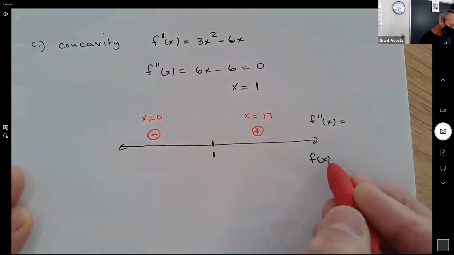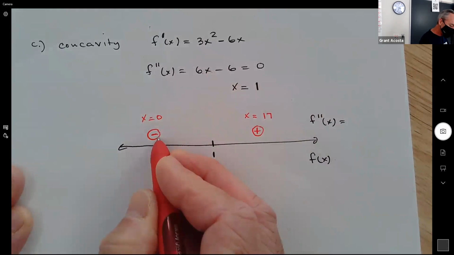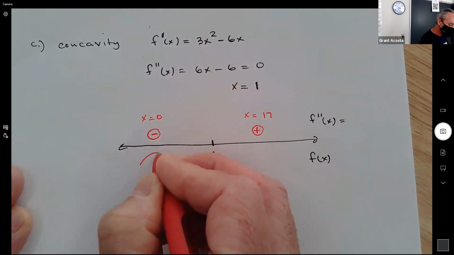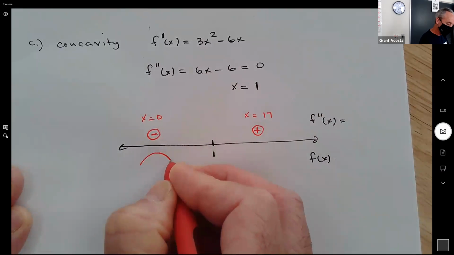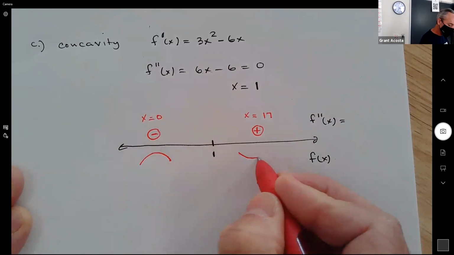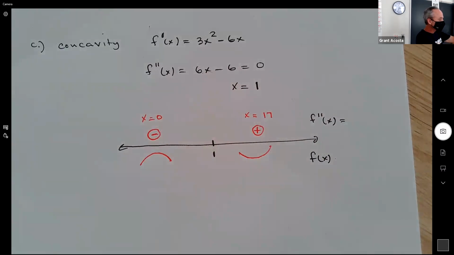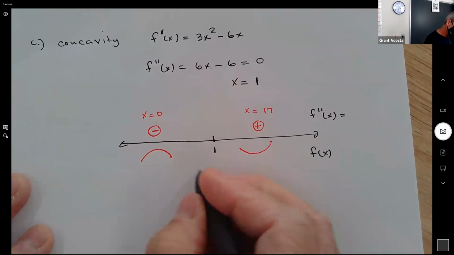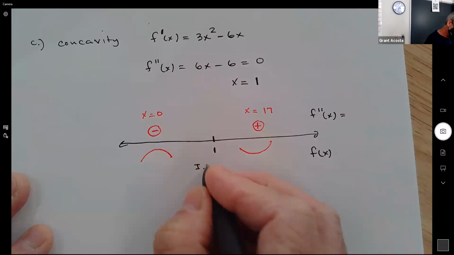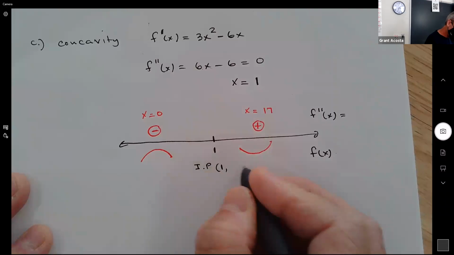Now here's what I mean. What does that mean about the graph? If the second derivative is negative, it means my graph is frowning at you. And if it's positive, it's smiling. And the place where it transitions from a frown to a smile, that's what we call an inflection point. So we could say we have an inflection point, IP, at 1.